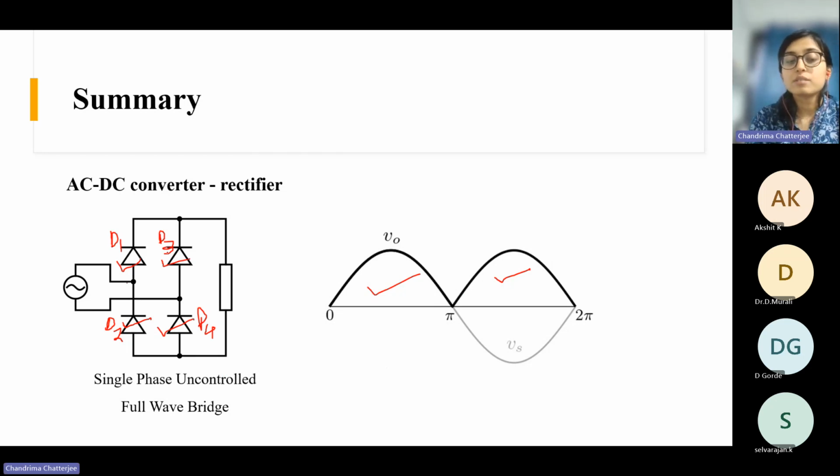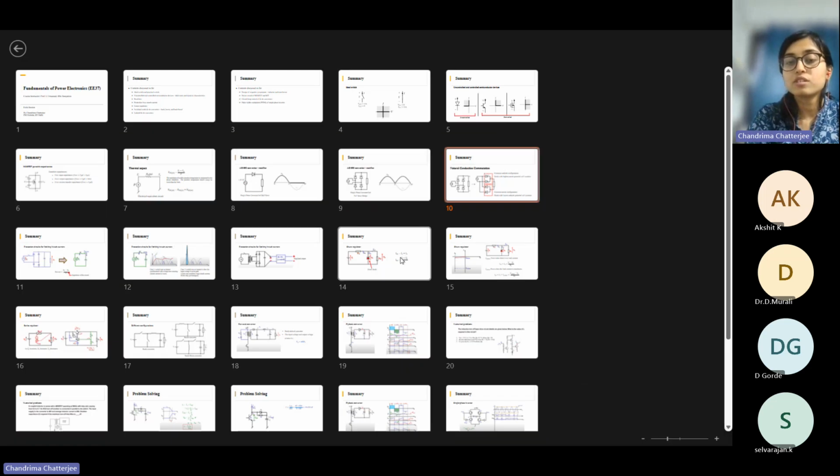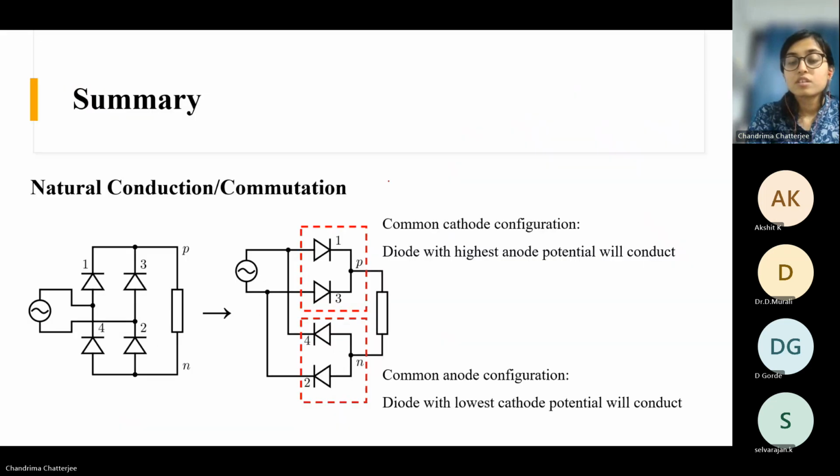And how to determine which diodes will conduct when? So there is a process. There are two configurations. We already discussed this previously, but I will just repeat. There is common cathode configuration and there is common anode configuration.